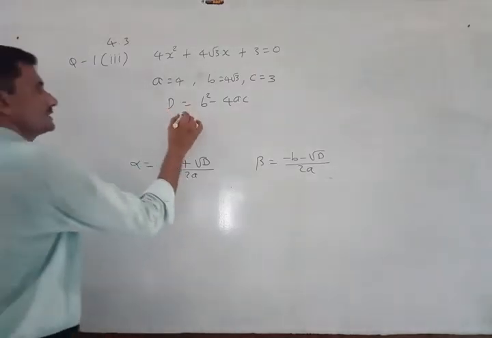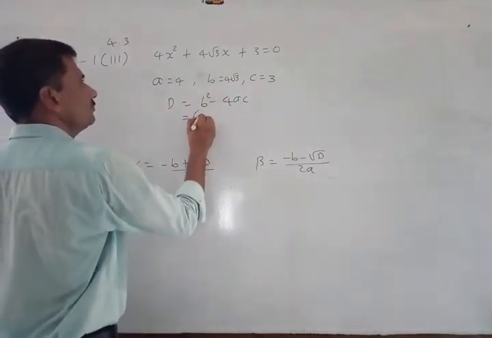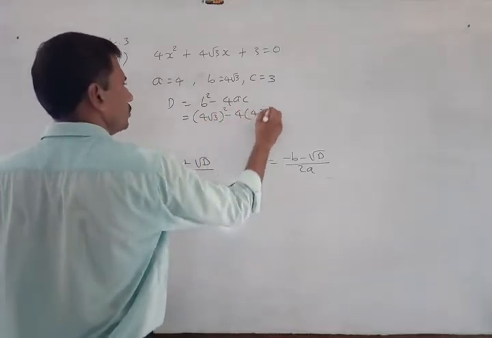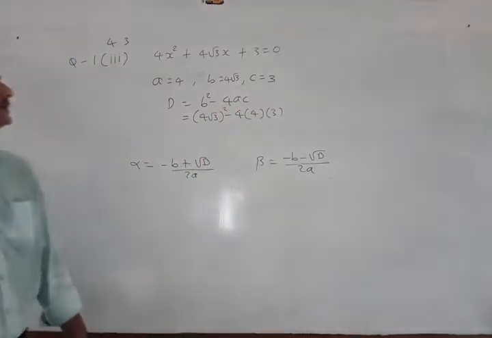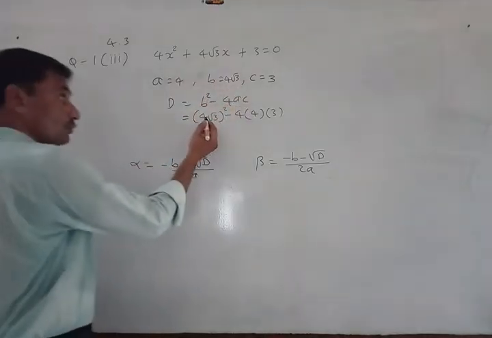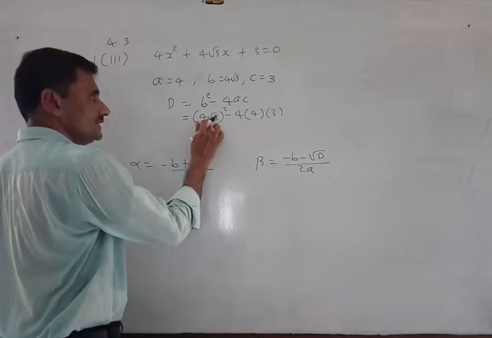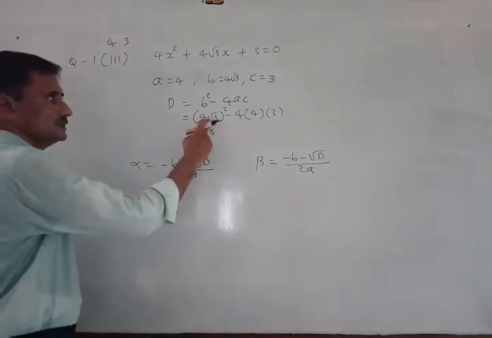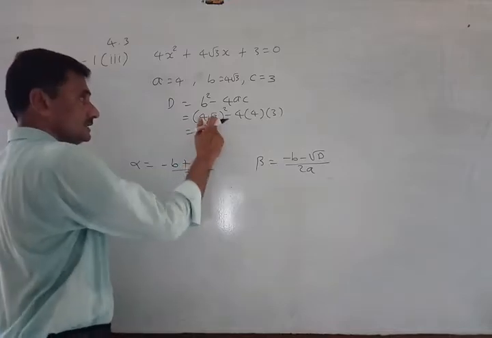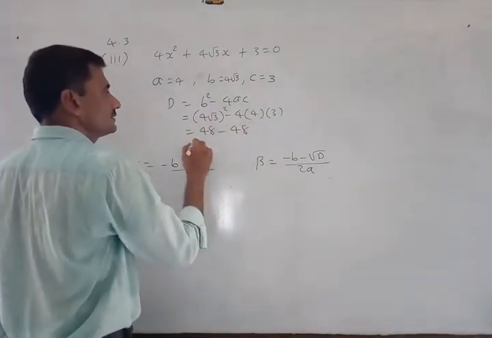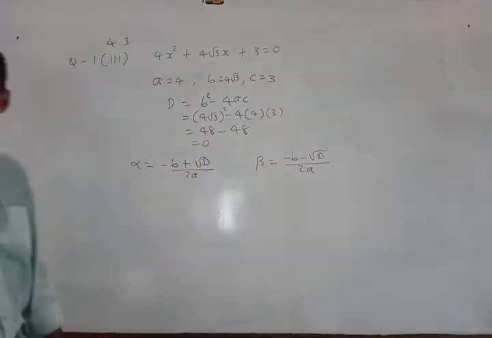Now place everything here. So 4 root 3 square minus 4, 4, 3. Now 4 root 3 square means 16 into 3, 48. You understand? 16, and root 3 square is 3, 16 3s are 48. So D becomes 0.